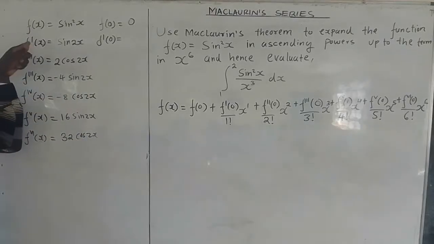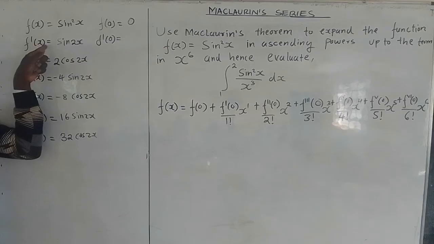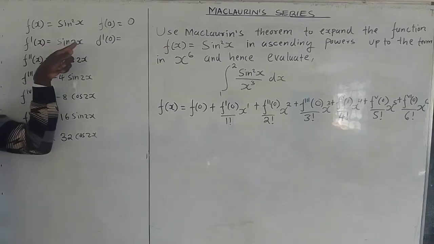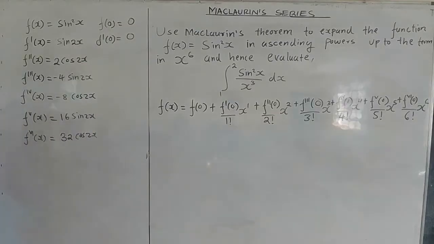So f prime of 0, this is f prime of x, meaning where there is x, we put 0, isn't it? So f prime of 0 is what? Sine 2 times 0 is 0. So sine 0 is 0. Are you seeing that? Are we together?